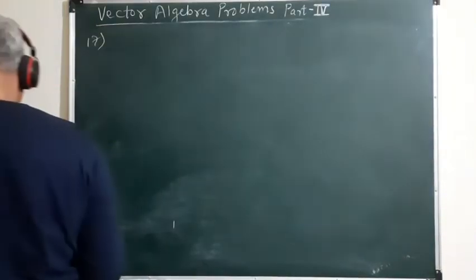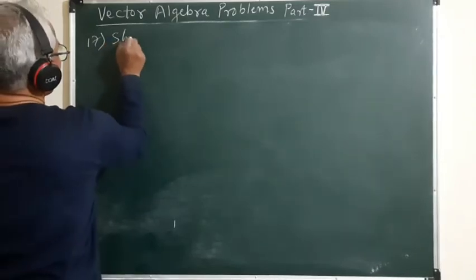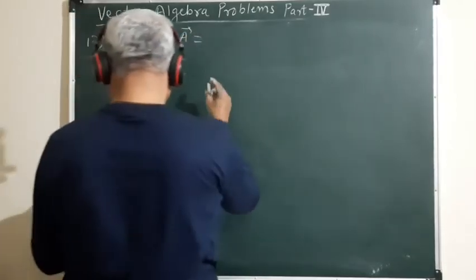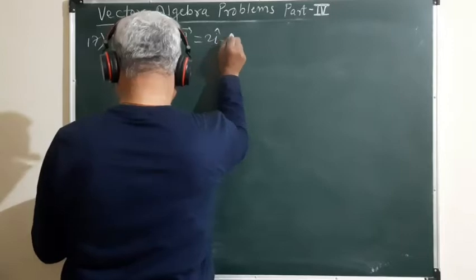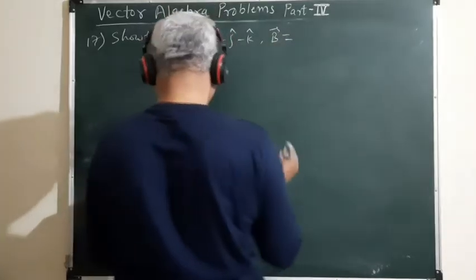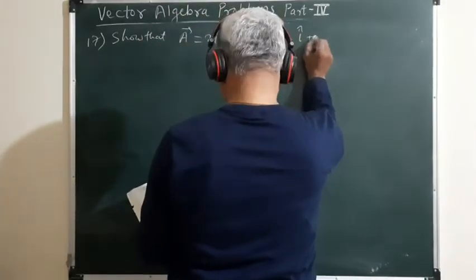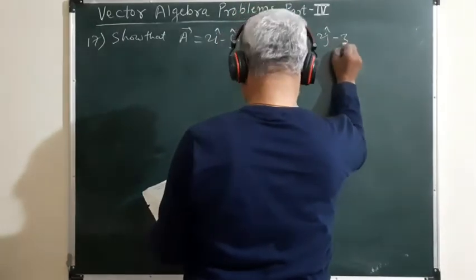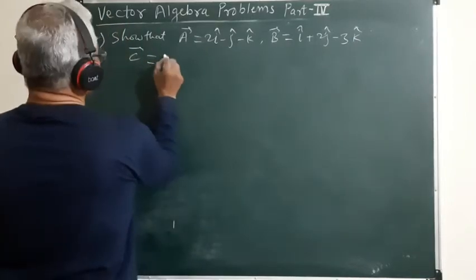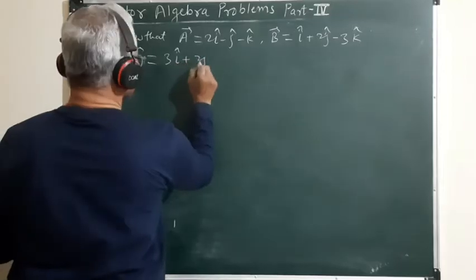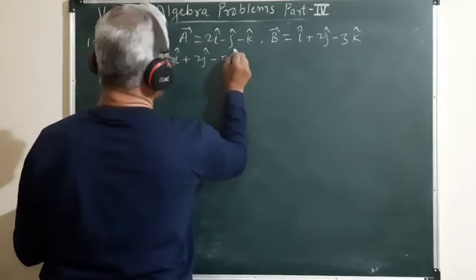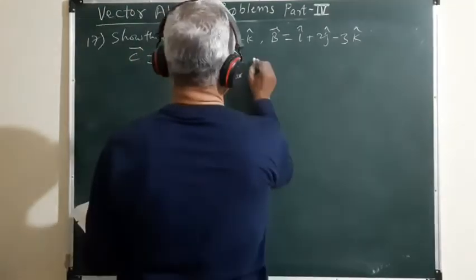Show that the given three vectors, A bar equal to 2 i cap minus j cap minus k cap, B bar equal to i cap plus 2 j cap minus 3 k cap, and C bar equal to 3 i cap plus 2 j cap minus 5 k cap are coplanar.